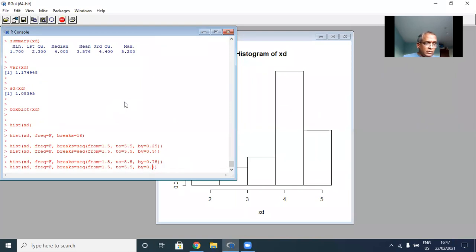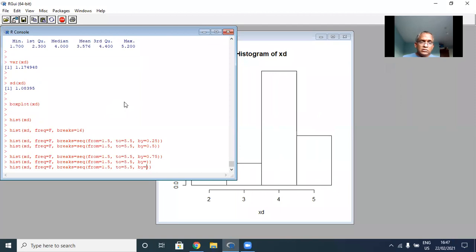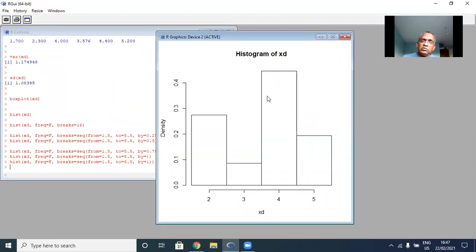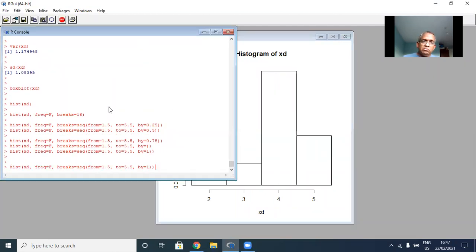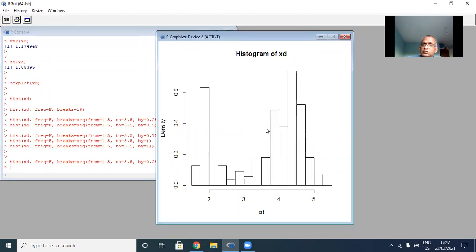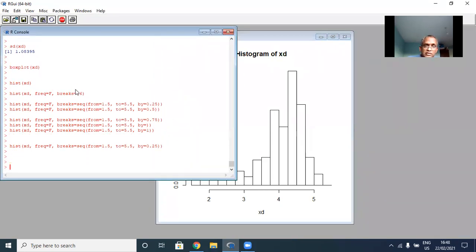And in all cases, what you see is a bimodal shape, with 2 different modes. The first mode here corresponds to short duration bursts. This corresponds to long duration bursts. And so what you have is a mixture of two different distributions. All right, so that completes exercise 2.